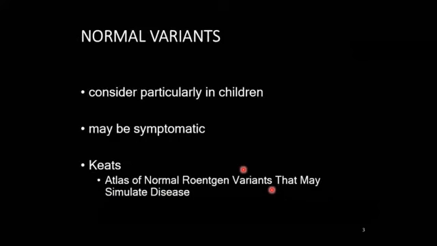Now, first of all, we should consider the normal variants. Normal variants should be considered, especially in children. Most of them are asymptomatic. Some can be symptomatic, and for that, I would refer you to a textbook called Keats, which is the Atlas of Normal Roentgen Variants That May Simulate Disease.